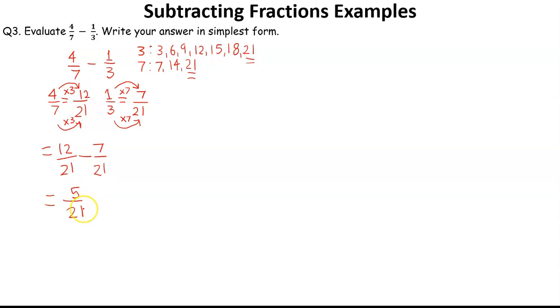So I've got 5 over 21. Now, can I simplify that any further? The answer to that is no. There's no common factor between 5 and 21. So you can pause and copy that into your workbook now.